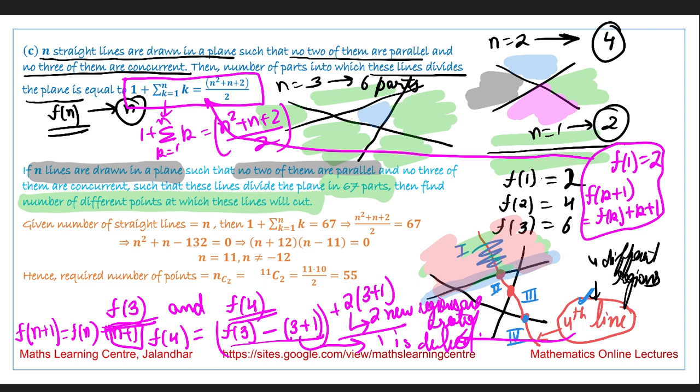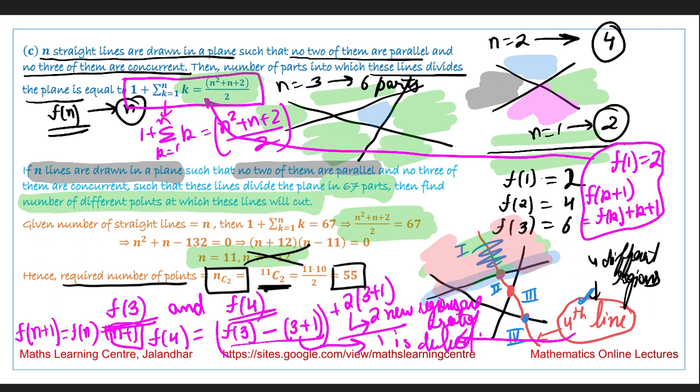So we are saying the value of this term, (n square plus n plus 2) by 2, is equal to 67, as given to us. When we solve this quadratic equation, we will obtain two values, n is equal to 11 or n is equal to minus 12. The value of n cannot be minus 12. So the required number of points is nC2, corresponding to this, it is 11C2, that is equal to 55. So these are the required number of points in this case.